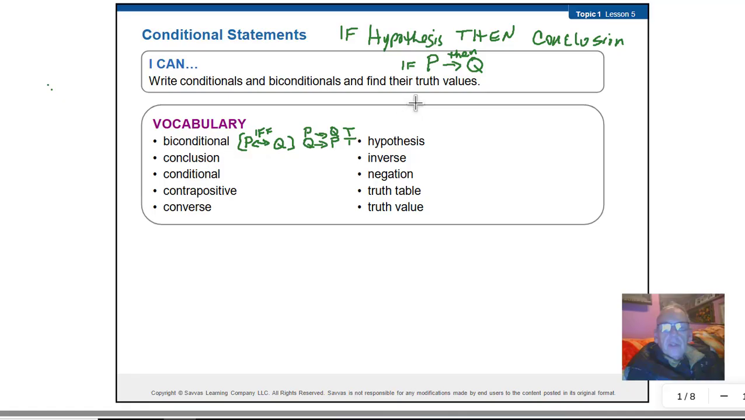The conclusion is the part that comes after the then. Usually we use a Q for that. Hypothesis, use a P. A conditional statement is an if-then statement.